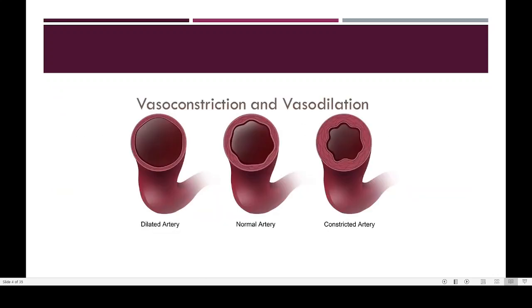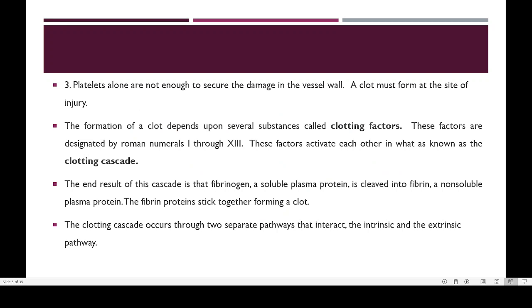So that is what we are going to discuss now. The third event is clot formation. Platelets alone are not enough to secure the damage in a blood vessel, because it is a very primitive mechanism by which the loss of blood is prevented. So the best and most successful mechanism for preventing the loss of blood is the formation of a clot. So how is this clot actually formed?